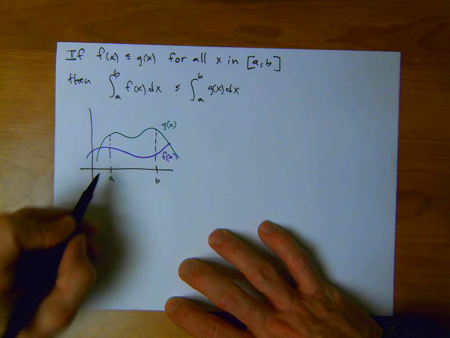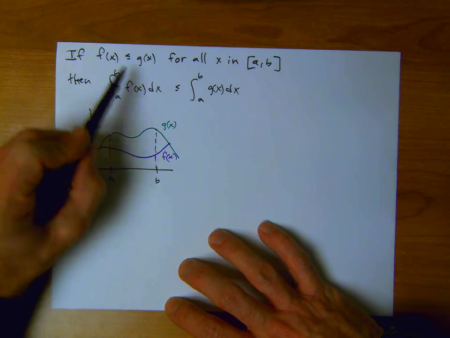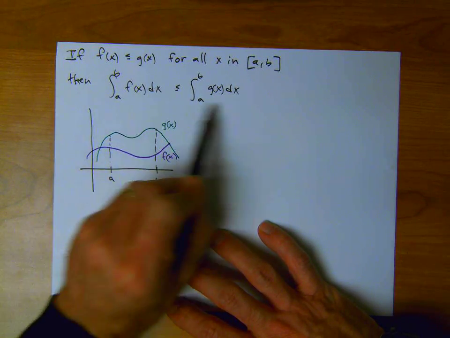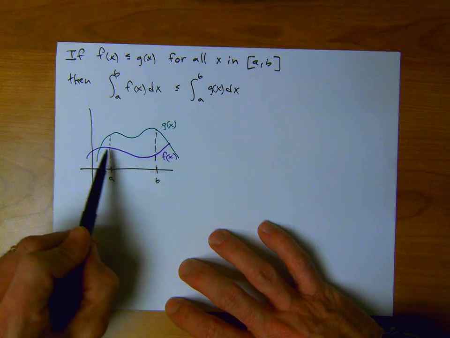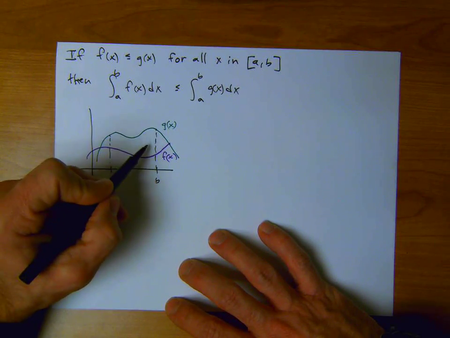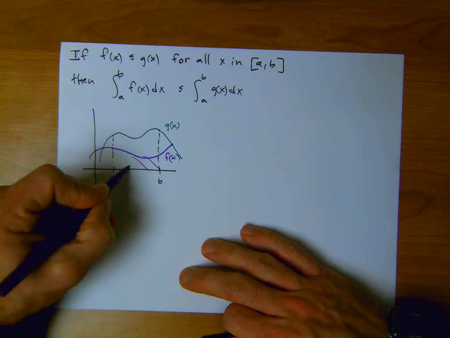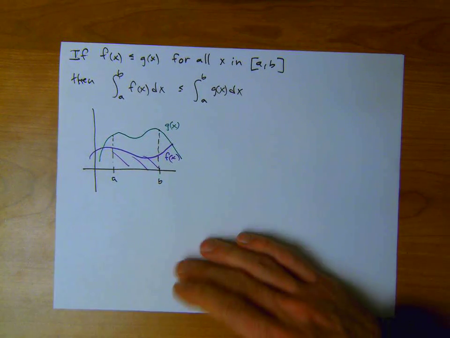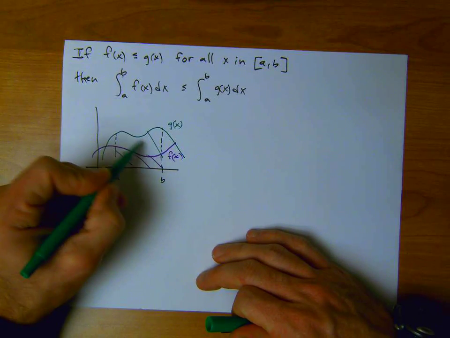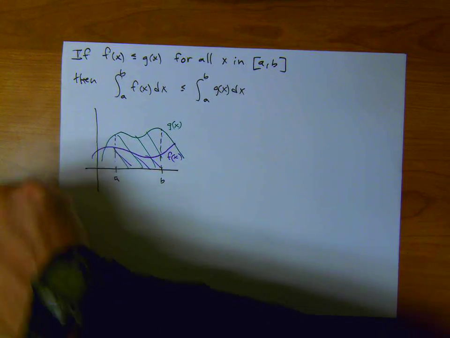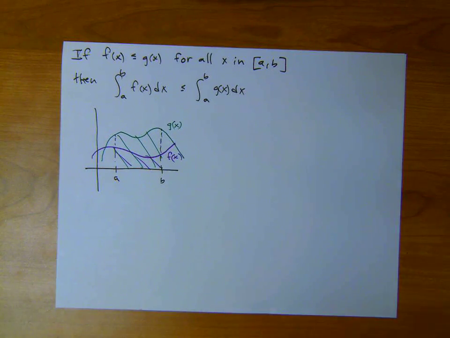All right, so notice that between A and B, f is always less than g. All this says is if one function is always greater than the other, then the area underneath f will always be less than the area underneath g. So intuitively, that makes a lot of sense. I want to caution you, however, that the converse is not true.